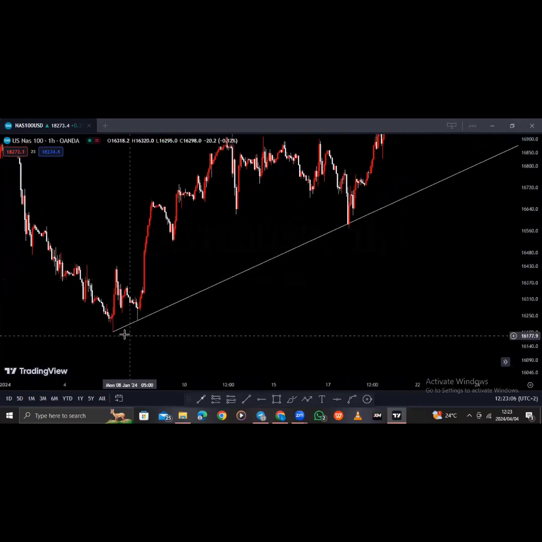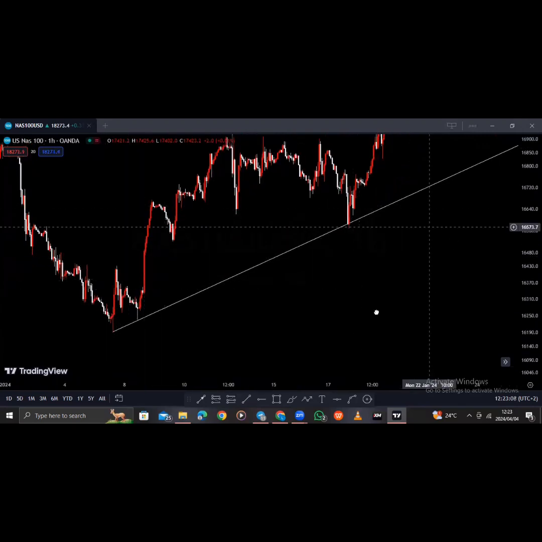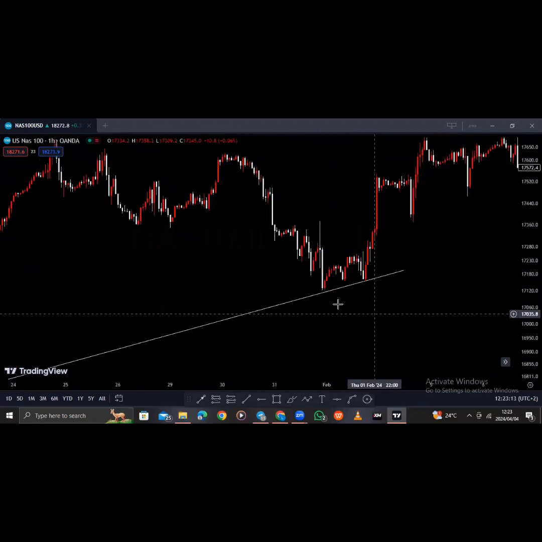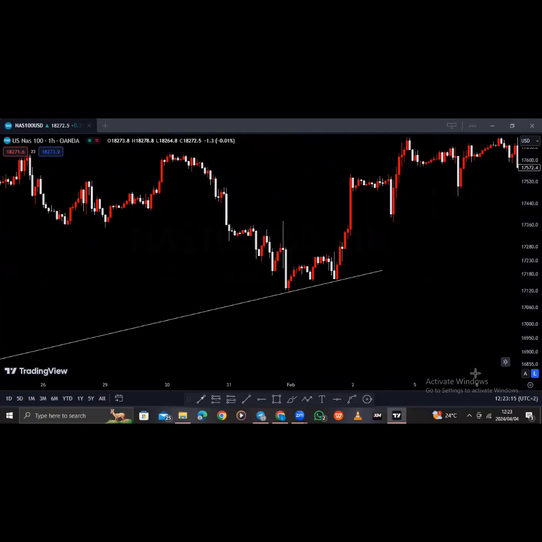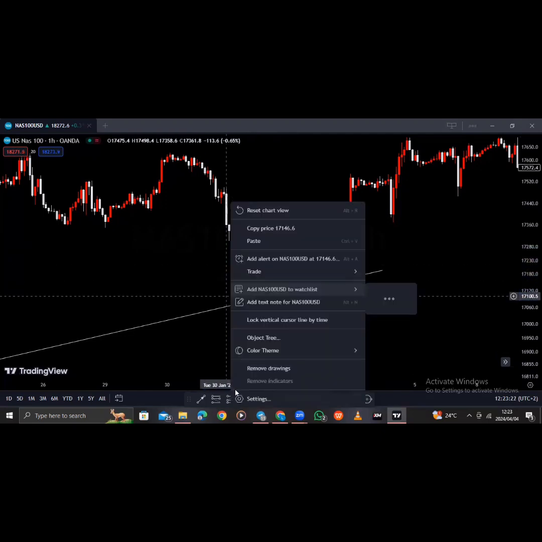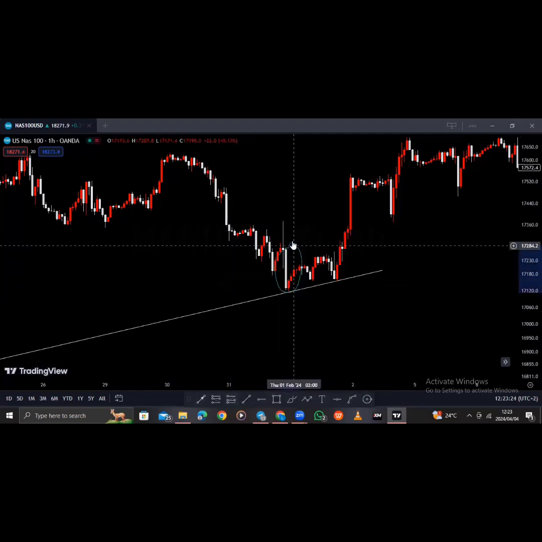Okay, no. Yeah. This is our first touch. This is our second touch. Now we had our third touch. Notice what happened on our third touch, guys. Price gave us a reversal candlestick, which is an inside bar candlestick. I told you about this candlestick, guys, right? An inside bar candlestick, right?